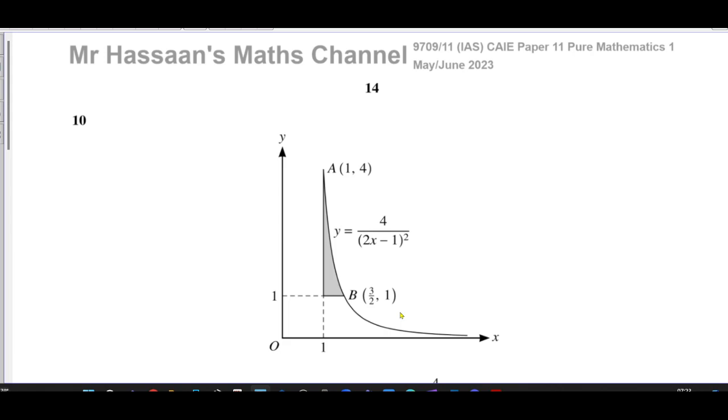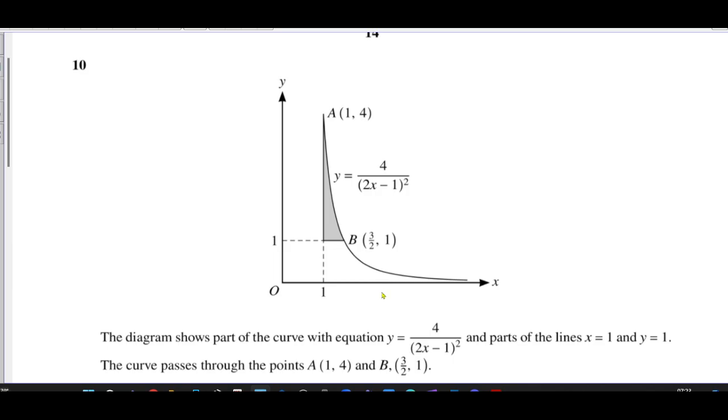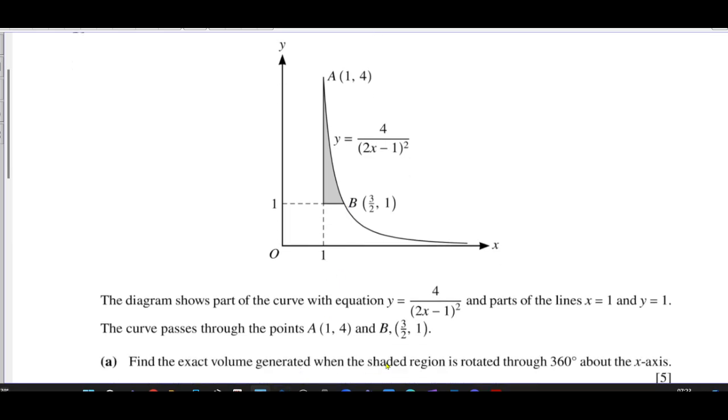This question is about volumes of revolution, and it's a particular case of it which is very important for us to understand, and many people do have some misunderstanding of this topic. So we have here a part of a curve with equation y equals 4 over (2x minus 1) squared, and parts of the lines x equals 1 and y equals 1. The curve passes through the points A, which has coordinates (1, 4), and B, which has coordinates (3/2, 1). Find the exact volume generated when the shaded region is rotated through 360 degrees about the x-axis.